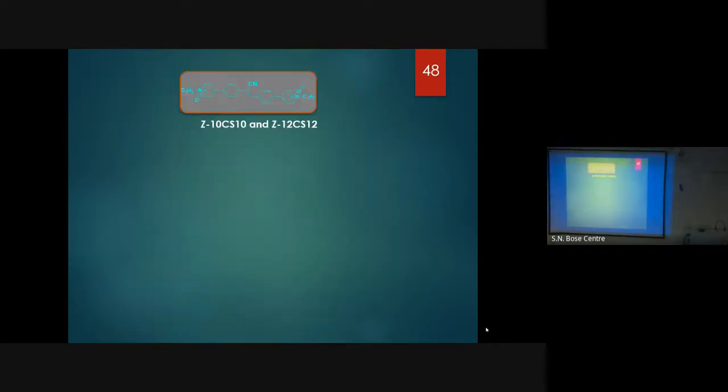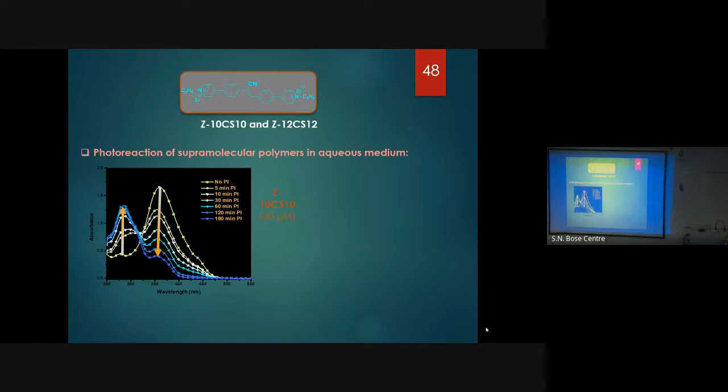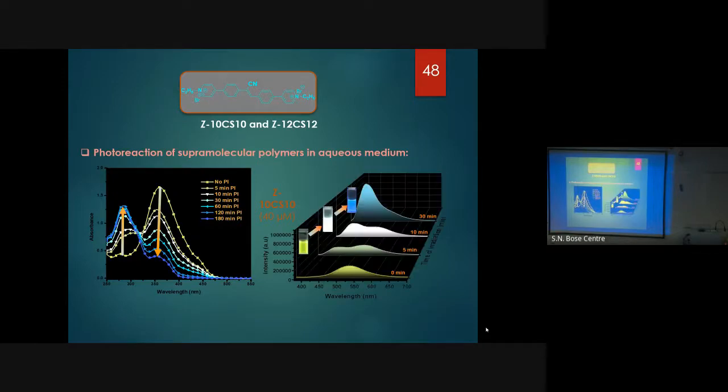Then we carried out the photoreaction on these two compounds. Remember, now these two compounds are in an aggregated state, but the absorption spectral changes are very similar to that of the small derivative C2. But now there is a change in the emission, because initially the emission was around 540 nanometer, a greenish yellow emission, and then when you start photoirradiation, you start generating a cyan blue component which keeps on growing. So at this point, you generate a white light emission.